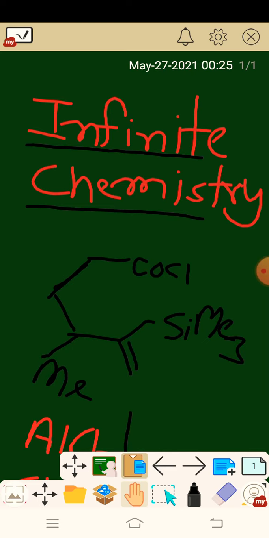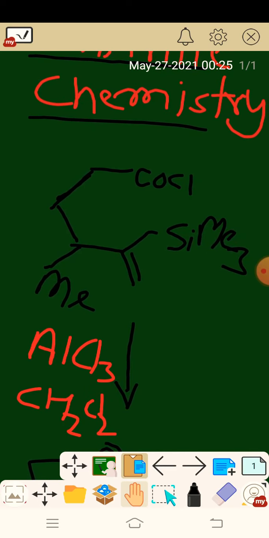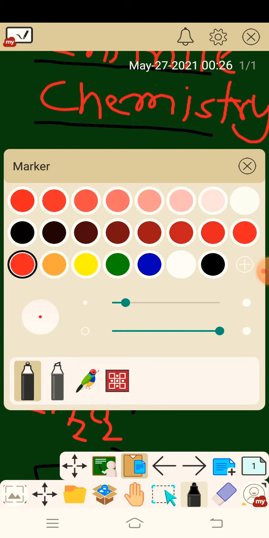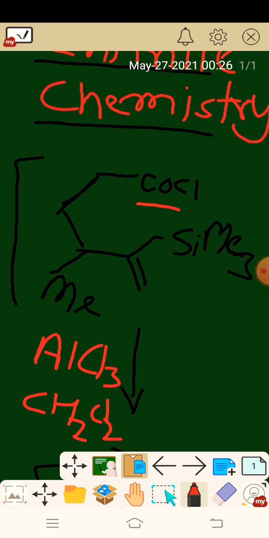Okay, now in this question I have this compound. You will see the compound has three substituents, specifically three functional groups. One is a COCl, the second is an allylic substituted SiMe3 group, and an ame.